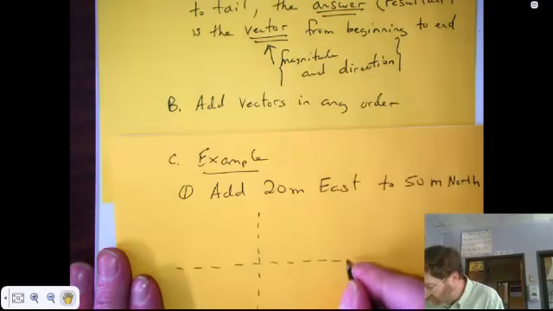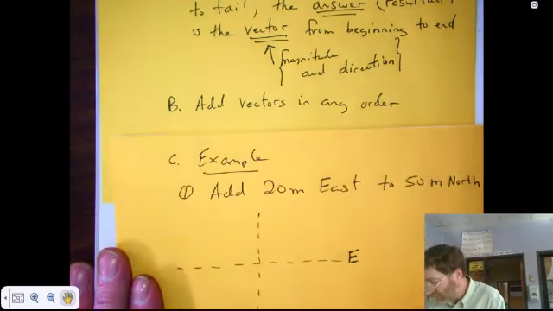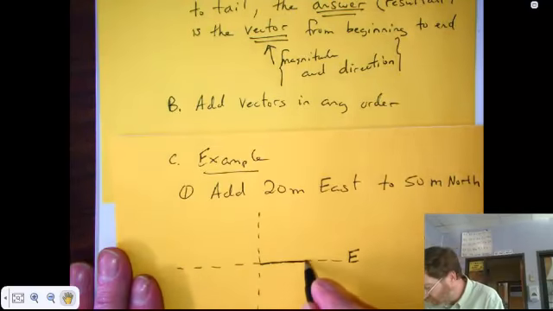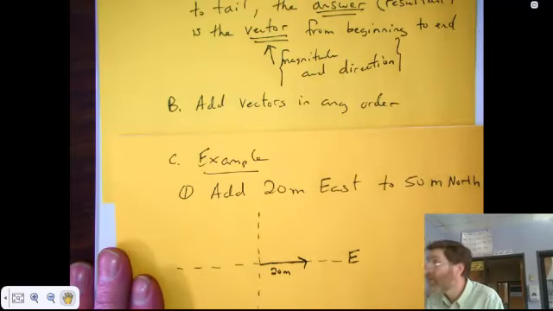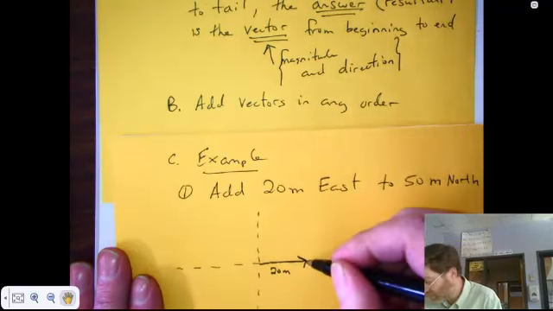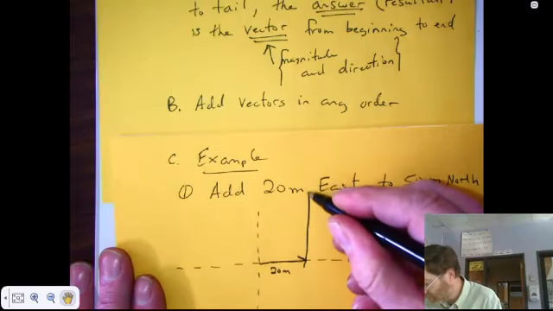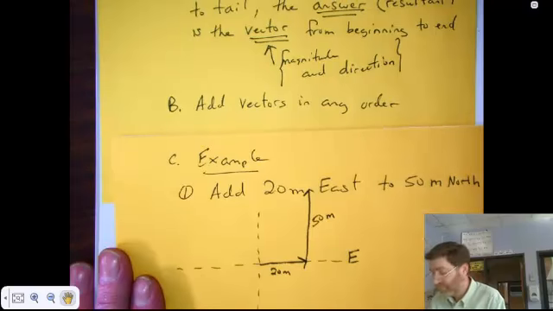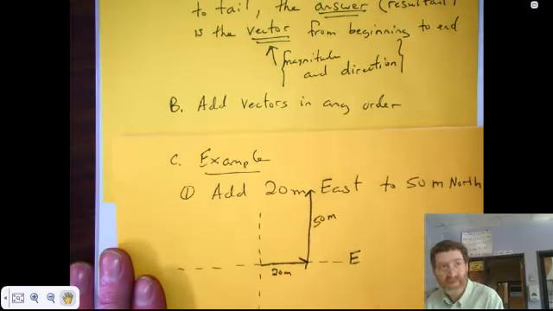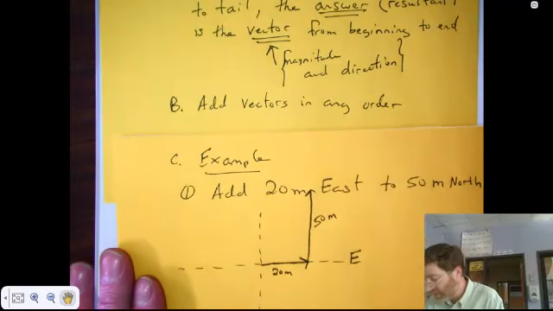It doesn't matter which you start with, the east if you want. So we've got 20 east. So let's say this is 20 meters. Then where do I draw the 50? At the tip of this one. So I go to the tip of this one and draw my 50 like this. So this is 50 meters. So I draw them tip to tail. I can just keep stacking them up, basically, if you want to think of it that way.